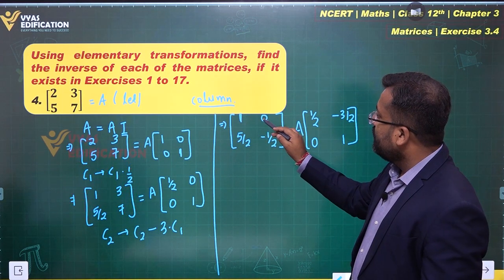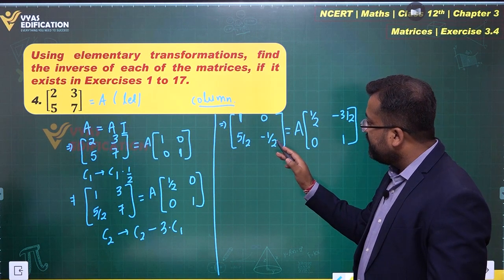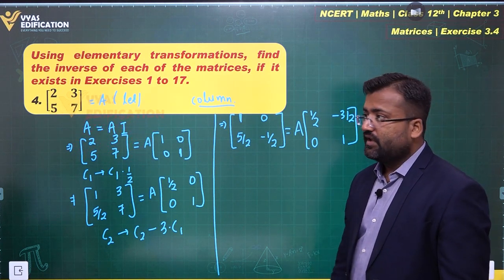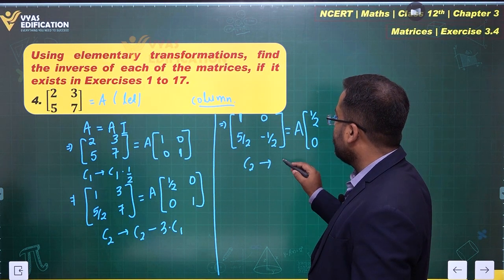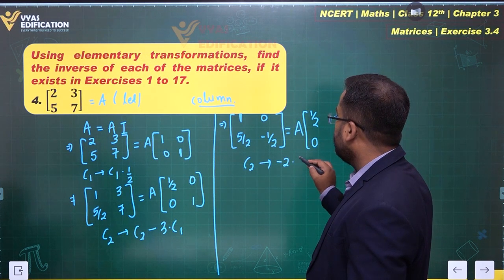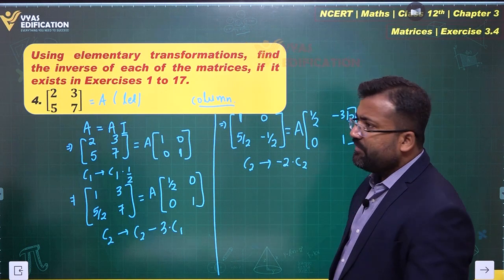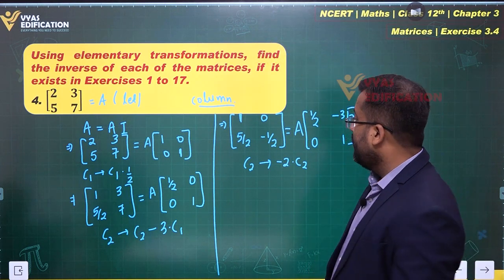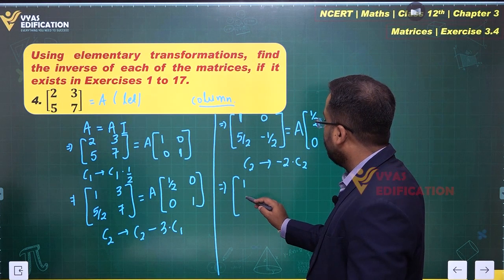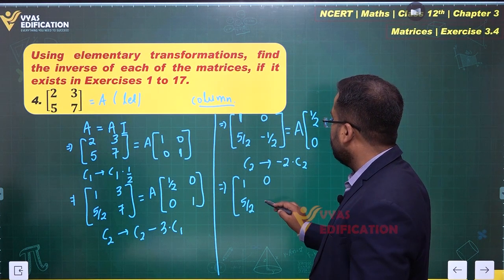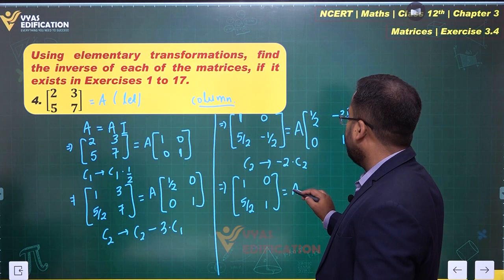We have converted this into 1 and this into a 0. We'll have to convert this into a 1 now. So C2 is replaced by minus 2 times C2. This will be multiplied by minus 2 to convert into a 1. What you get over here is 1, 5 by 2, they remain as it is. This is a 0, this becomes a 1, which is equal to A times this.